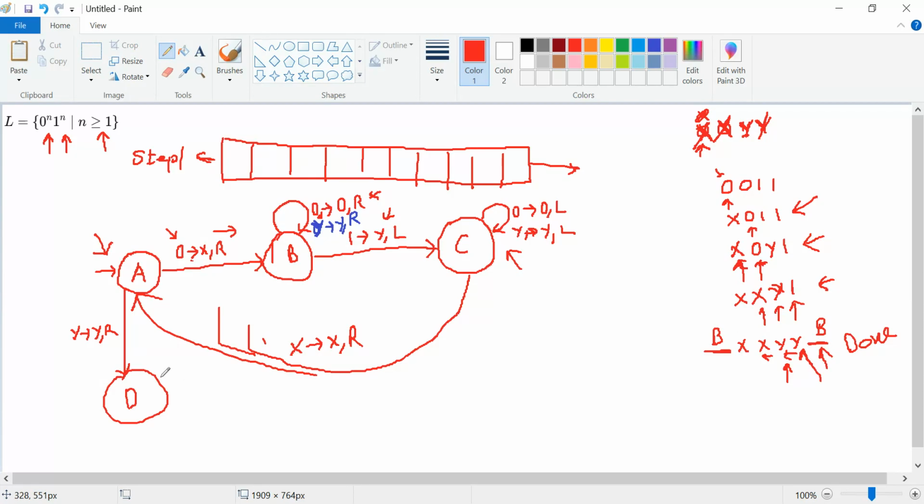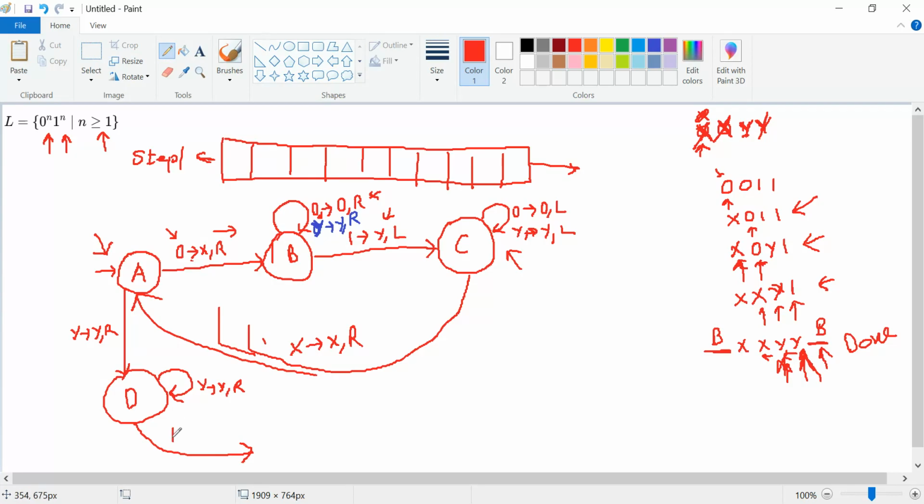So in state D, if you again see a y, which means we were here and now we move here. We are seeing a Y again. So we don't have to do anything. We have to just keep moving right. Now, finally, if you see a blank, that's when you accept this string, right?